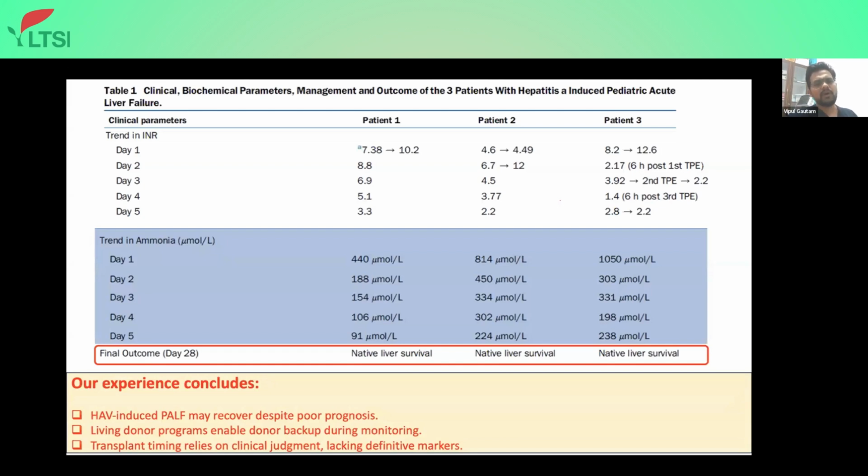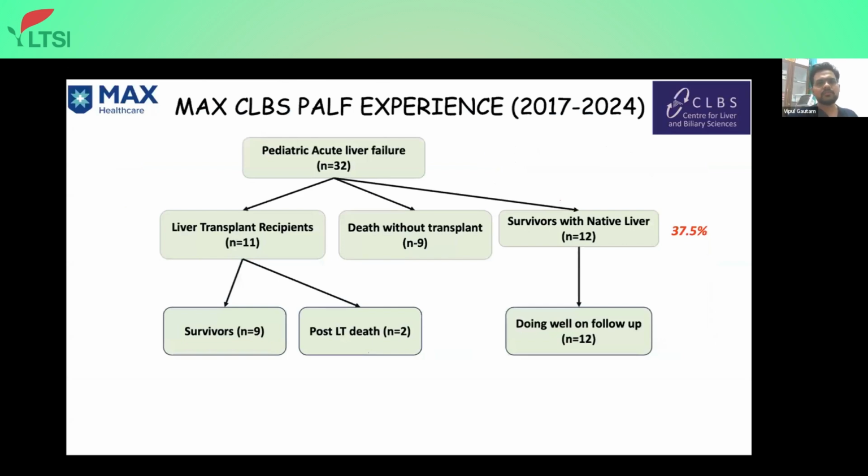And the benefit of using a living donor is that we can actually time the transplant. And the transplant timing relies on clinical judgment, not on a particular marker. Next. So this is our experience from the last 6 to 7 years, where we had 32 patients of pediatric acute liver failure, 11 were transplanted, 2 died post-LT because of persistent cerebral edema, and 12 patients survived with native liver. That is almost 40%.